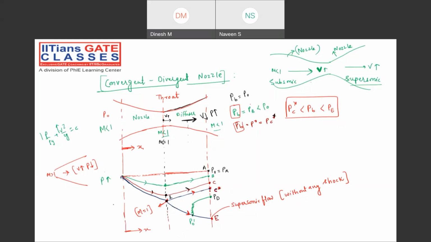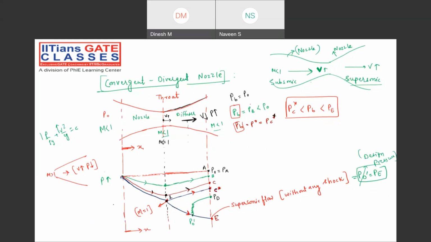Your back, see, design pressure is PE. Design pressure is PE. There's no doubt. Sorry, whatever the PD is there, I'm calling design pressure. Design pressure. Do not confuse. PD dash. This is a design pressure. Now, whatever the pressure I'm maintaining is PD, but it is flowing through a subsonic flow.